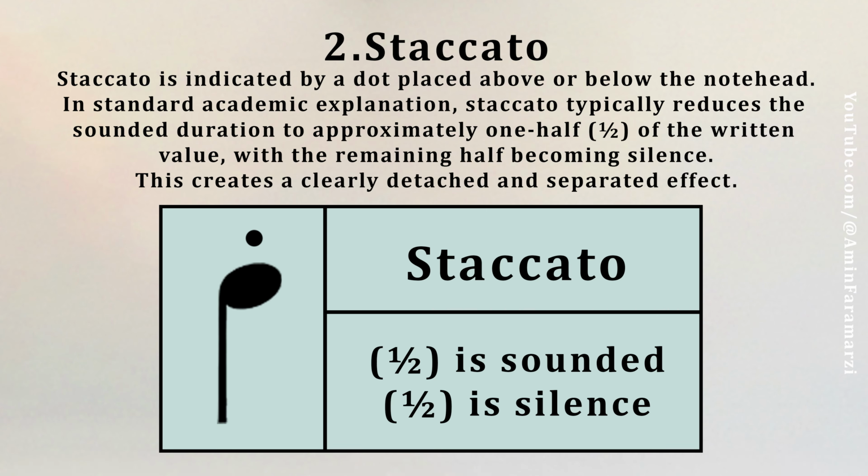2. Staccato. Staccato is indicated by a dot placed above or below the note head. In standard academic explanation, staccato typically reduces the sounded duration to approximately 1/2 of the written value, with the remaining half becoming silence. This creates a clearly detached and separated effect.